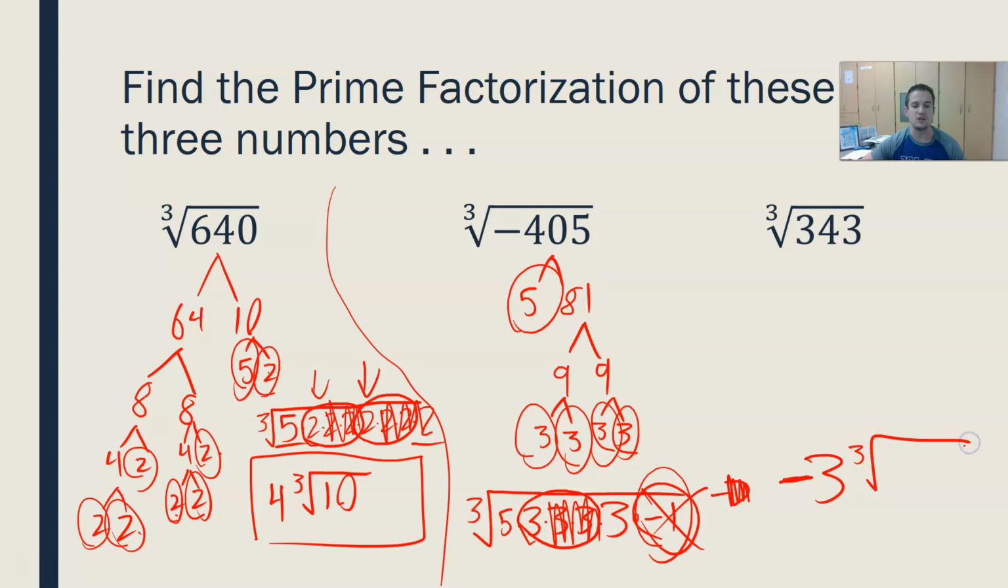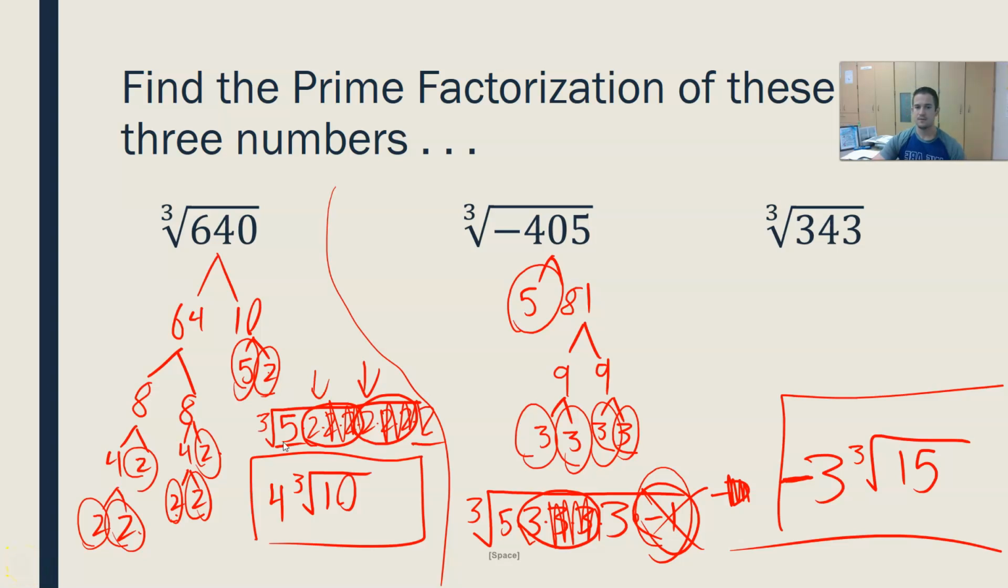Then left underneath the cube root, I have 5 and 3. What are they going to do? They're going to multiply. So the cube root of negative 405 is negative 3 times the cube root of 15.